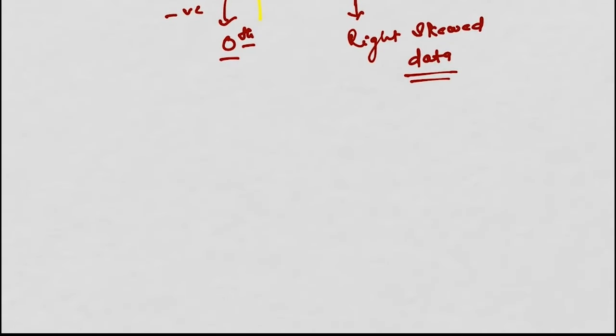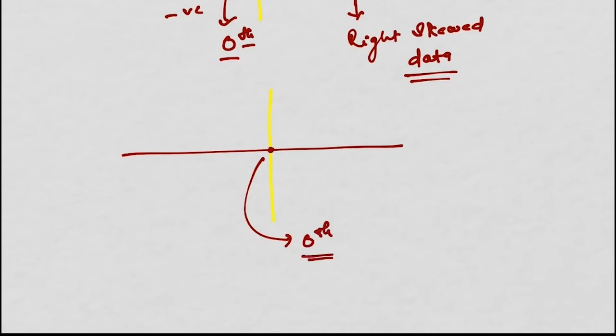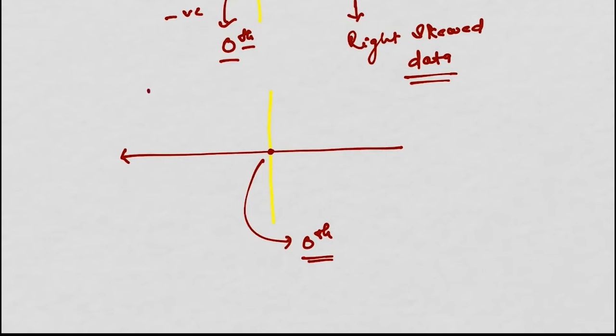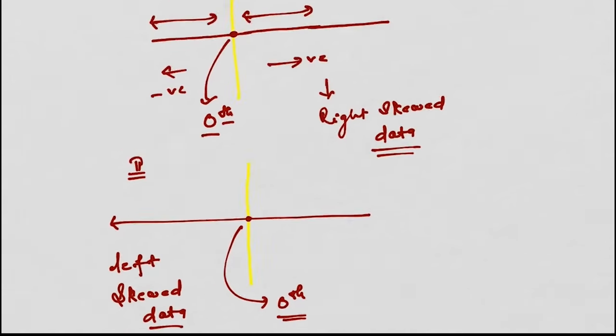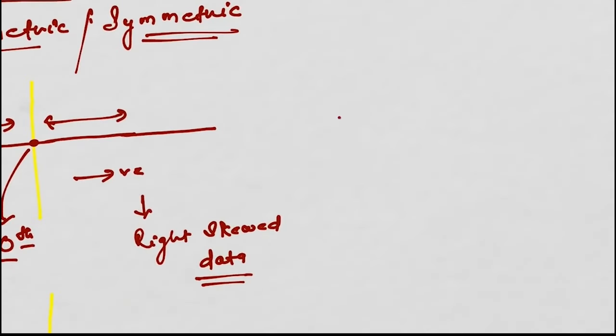What if this is the data and this is the center of the data, or zeroth point? If I say this is diagram 2, which direction is it asymmetric toward? It is asymmetric towards the left, or I can say it is stretched towards the left direction. So it is a left skewed data. The asymmetricity is on the left side. You have stretched the left direction: left skewed data.